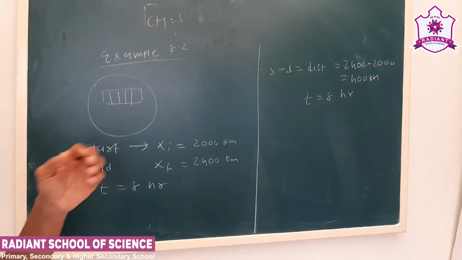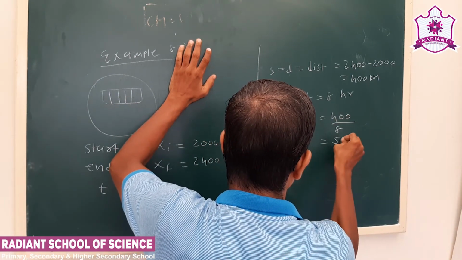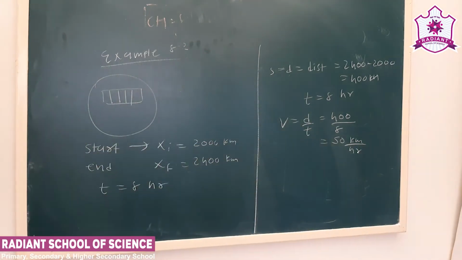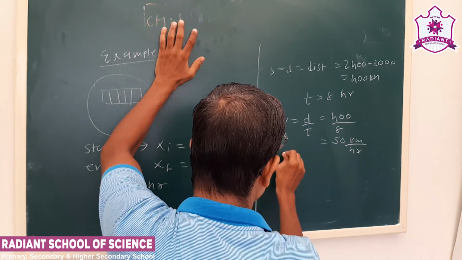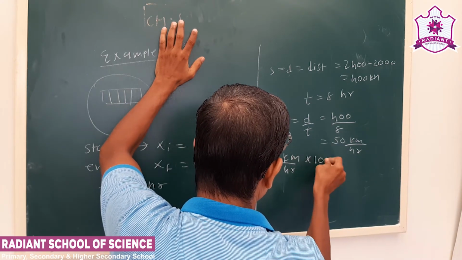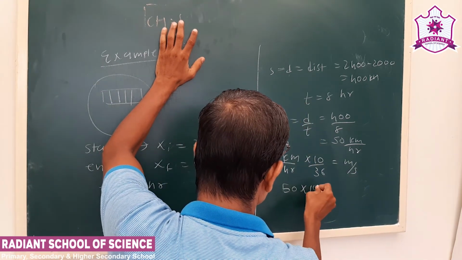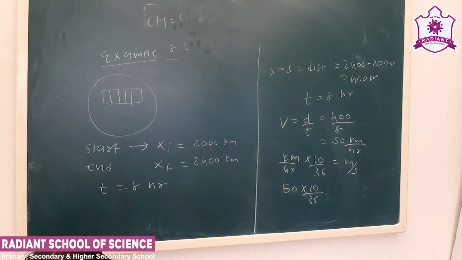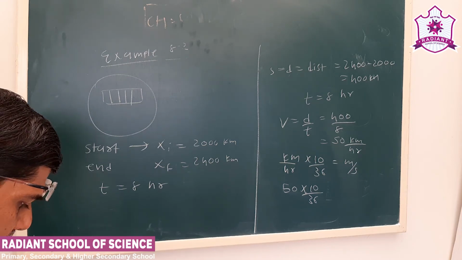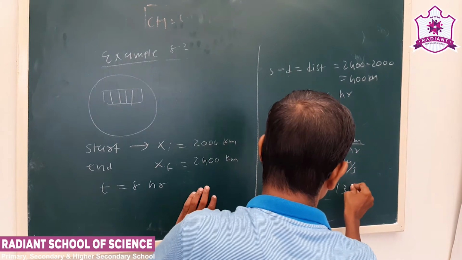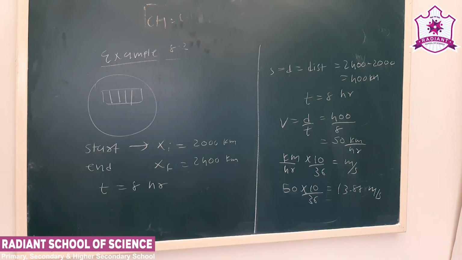Okay. So speed is 50 kilometer per hour. Now in meter per second, 50 into 10 upon 36 is meter per second. So 50 into... Okay, now that we can solve. Okay, that is 13 point... So this is how we can solve example 8.2.